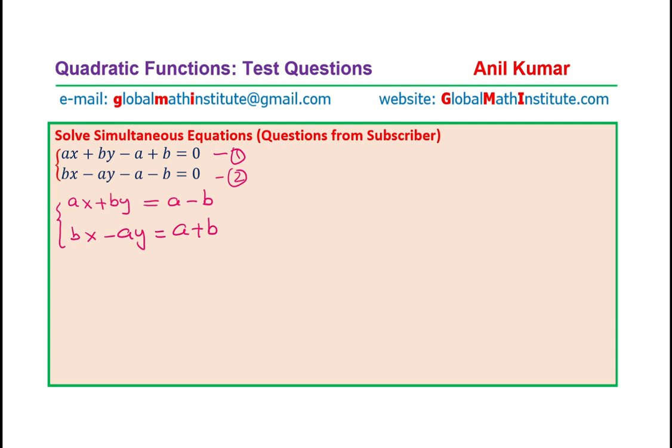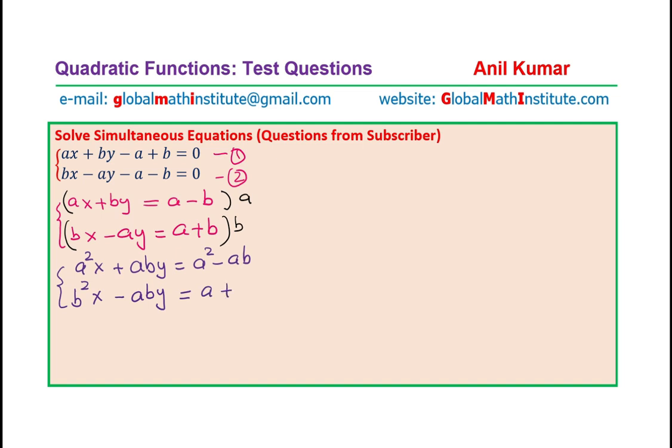So let's eliminate y. We'll multiply this equation by a and this by b. Is that okay? So what do you get? Multiplying by a, we get a squared x plus ab y equals a squared minus ab, correct? Multiplying by b, we get b squared x minus ab y equals (a plus b) squared. So we get our equations 3 and 4.